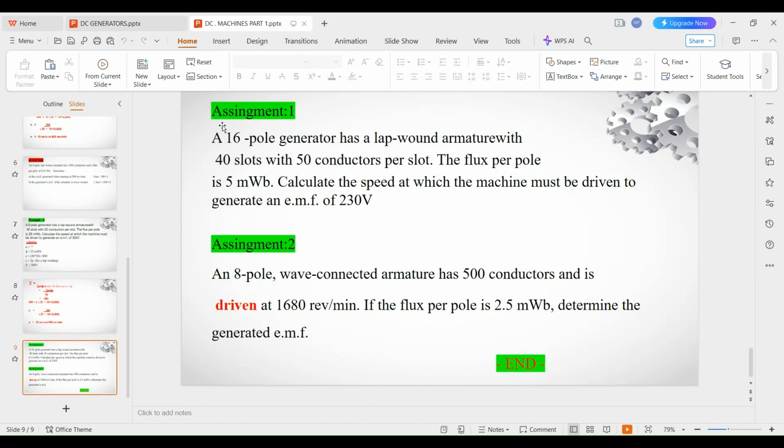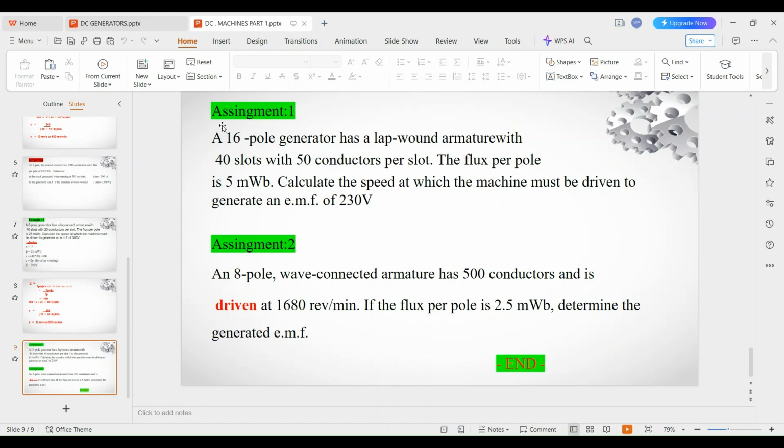So if it is very clear for you, you'll be able to perform that assignment. What about example number 2, or assignment number 2, sorry? Exercise 2. An 8-pole wave-wound armature has 500 conductors and it's driven at 1680 revolutions per minute. If the flux per pole is 2.5 milliweber, determine the generated EMF.